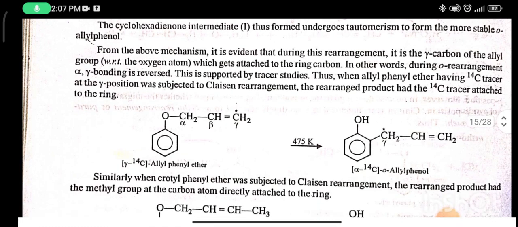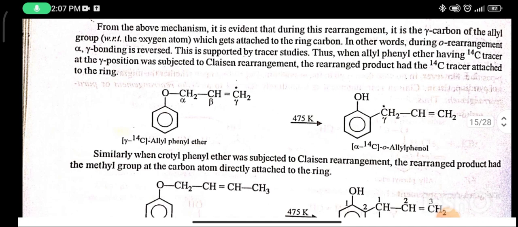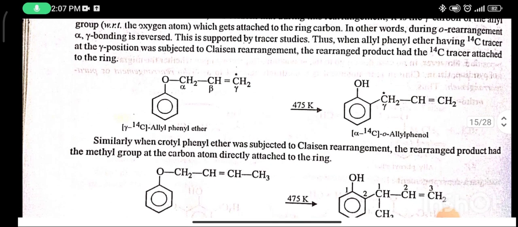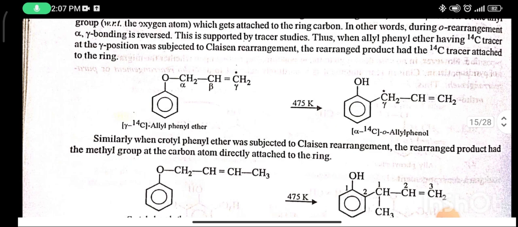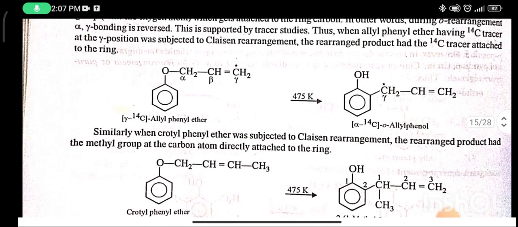From the above mechanism, it is evident that during the rearrangement, it is the gamma carbon of the allyl group with respect to the oxygen atom which gets attached to the ring carbon. In other words, during ortho rearrangement, the alpha-gamma bond is reversed. This is supported by tracer studies. Thus, when allyl phenyl ether having a carbon-14 tracer at the gamma position was subjected to Claisen rearrangement, the rearranged product has the carbon-14 tracer attached to the ring at the alpha position.